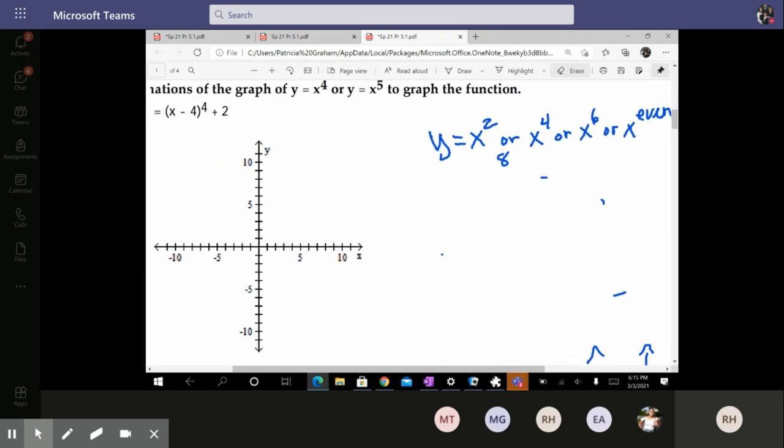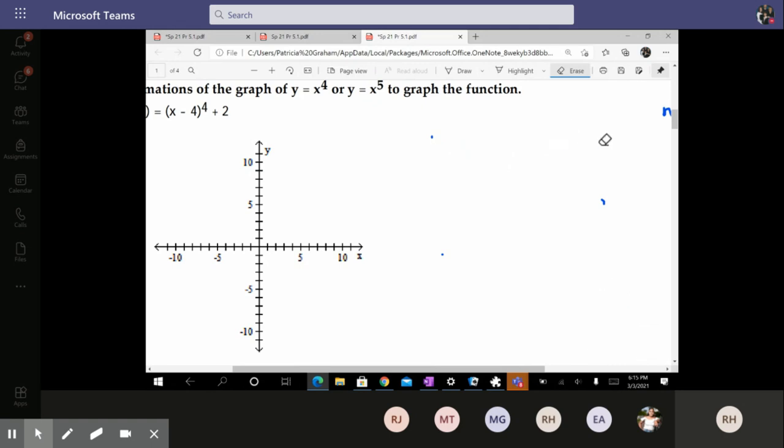Right now, let's look at, remember our transformations? What is minus 4 inside of the parentheses going to do? How does that translate my graph? Minus 4 inside of the parentheses. So that means that I have to take x and add 4, because that's going to shift my graph 4 units to the right, right?